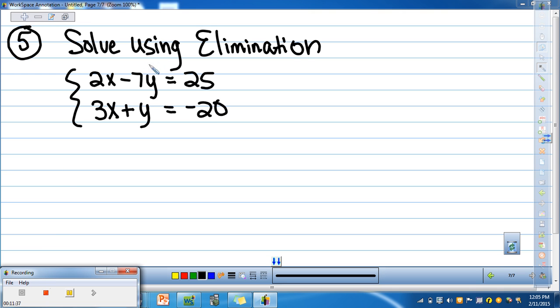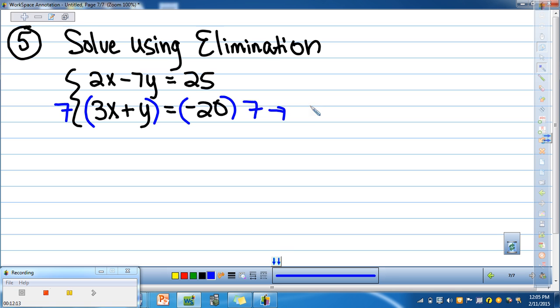Because we have this negative 7y already at the top, if we can turn this bottom into a positive 7y, then we can get those two to cancel out. We're going to do that by multiplying everything in this bottom equation by positive 7. Remember that as long as we multiply both sides by the same thing, then it's okay. So let's actually rewrite off to the side here.